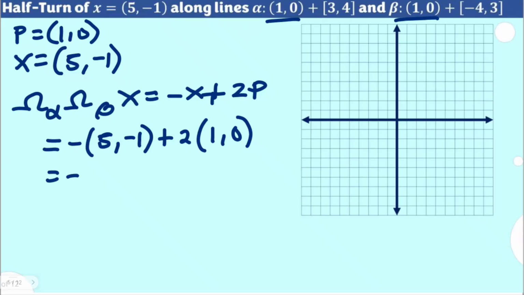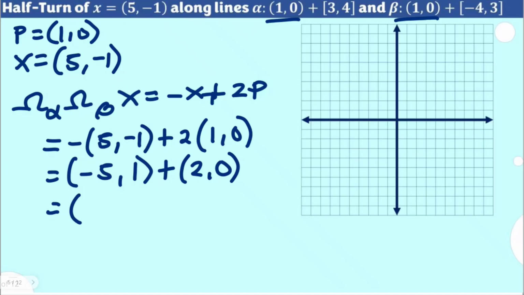You'll have negative, let's try to multiply the scalar quantity. Negative 5 plus positive and positive 1 plus 2 and 0. This means you have here negative 3 and 1 as the half turn of your 5 and negative 1. Our 5 and negative 1 can be found here. 1, 2, 3, 4, 5. Negative 1, so somewhere here.